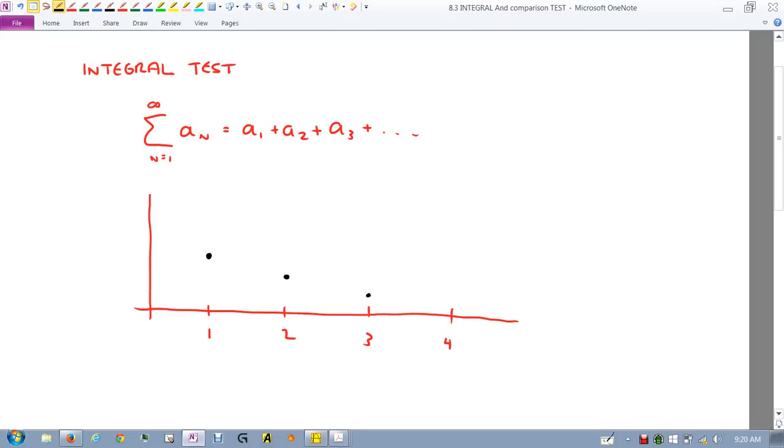Now, I'm going to draw them in a certain way. I'm going to draw these dots so that, notice that a sub n is greater than 0 for all n. Remember that little upside down capital A meant all n? Notice that every one of these points is positive, right? Above the x-axis. And then also notice that a sub n is decreasing.